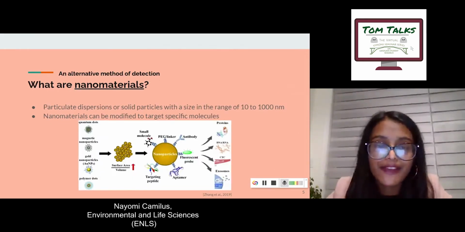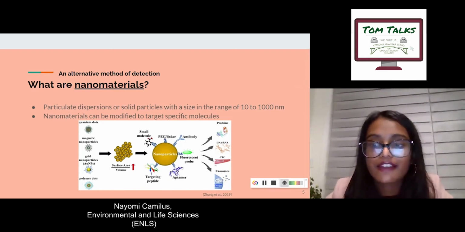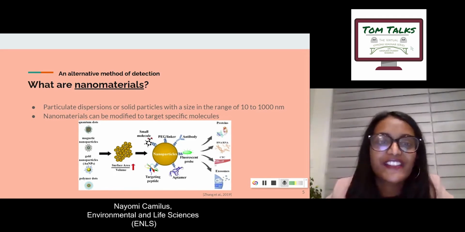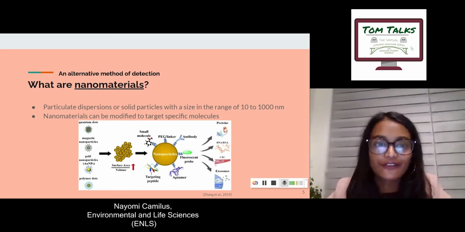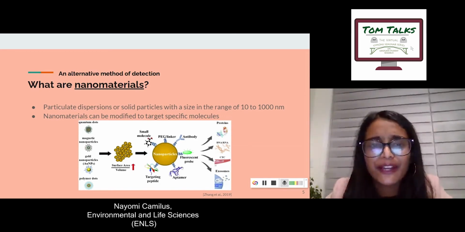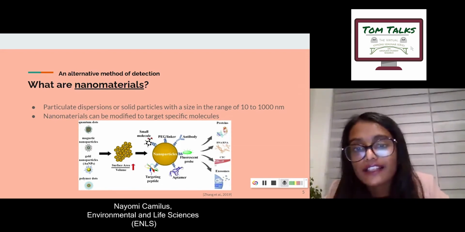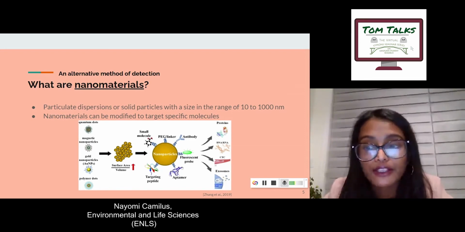So an alternative method is required, and nanomaterials serve as the alternative method. So first you may be wondering, what is this new term, nanomaterials? I never heard of this term, but just let me break it down for you. So nanomaterials are basically particulate dispersions or solid particles with a size in the range of 10 to 1,000 nanometers. So you can compare them to very, very small particles. And these nanomaterials can actually be modified to target specific molecules.